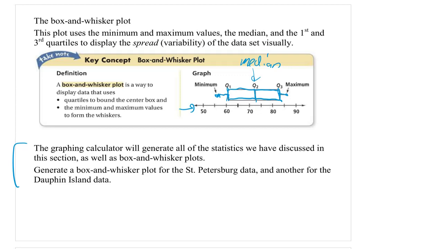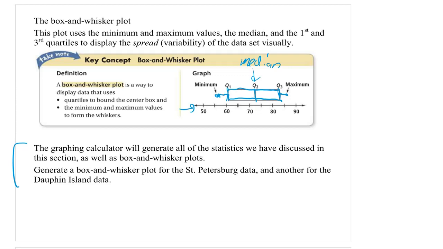So anyway, generate a box and whisker plot for the St. Petersburg data and another for the Dauphin Island data. Okay, so what we're going to do is go back and look at that data, and decide what the smallest number is between the two, St. Petersburg and Dauphin, and what the largest value is between the two, so that we can graph both box and whisker plots at the same time with the same number line. That way we'll be able to compare the two visually and answer questions or decide which place is better, or whatever it is we're trying to do.